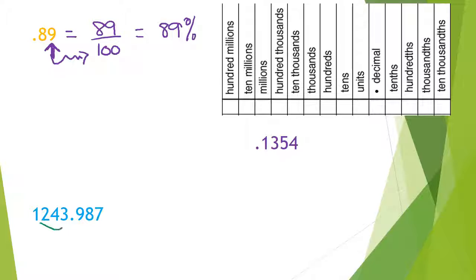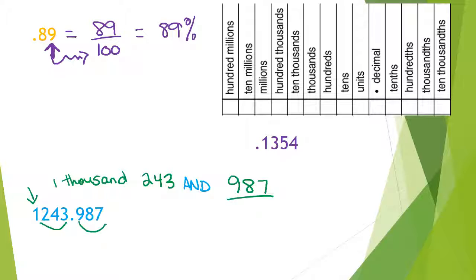Okay, let's try this light blue example. Think about your families. This guy is the only 1,000 that we have, so we have 1,243, and now the decimal part. 987, we just say the number and name it by the last digit, which happens to be 3 digits in, so that is thousandths.